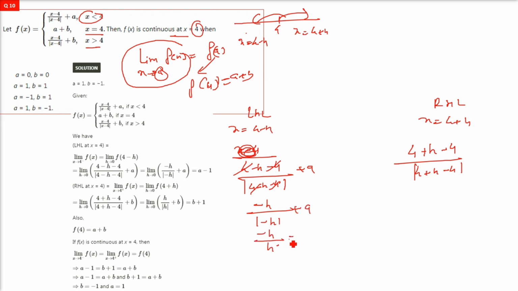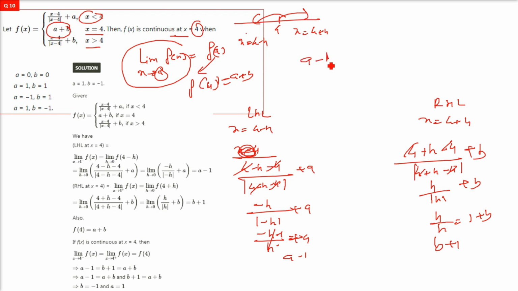So a, it will be negative because mod of minus h is positive h. So a minus 1 you'll get. Here 4 gets cancelled, h by mod h, no problem with negative or positive, so you'll get 1. You already have b along with this, so plus b. So b plus 1 you get here, and a minus 1 you get here. So this is equal to a plus b. So a minus 1 equals b plus 1, and this is equal to a plus b. Now I hope you'll be able to solve this.